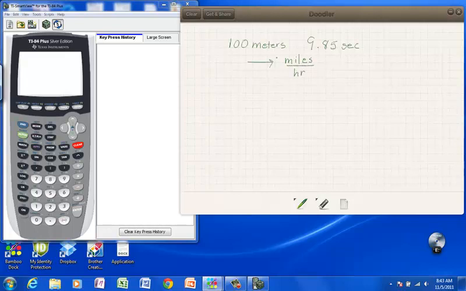So I wrote miles per hour in our fraction form so I could help get started with this problem. Now we want to convert these numbers to miles per hour. Miles is a distance, so I want to put the distance at the top of my fraction. And since I want hours, which is time, I want to put the 9.85 seconds in the denominator.